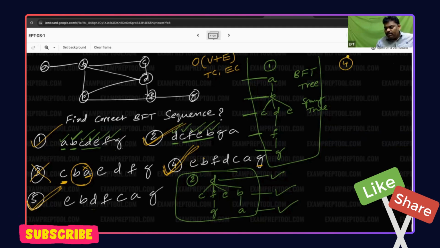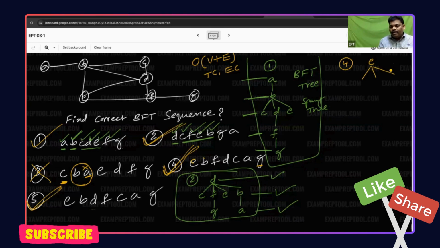Graph doesn't have some edges. Don't create your own edges which the graph doesn't have. Both things you have to balance. The sequence tells you, and the graph tells you whether an edge is there or not. So I'm starting. Fourth option, start from E. If you start from E, how many are adjacent in the graph? Three. E is adjacent to three: B, D, F.